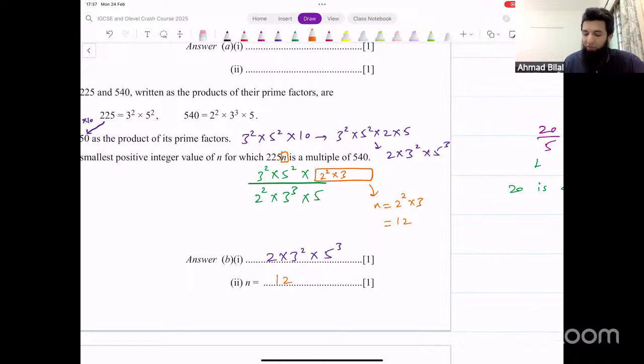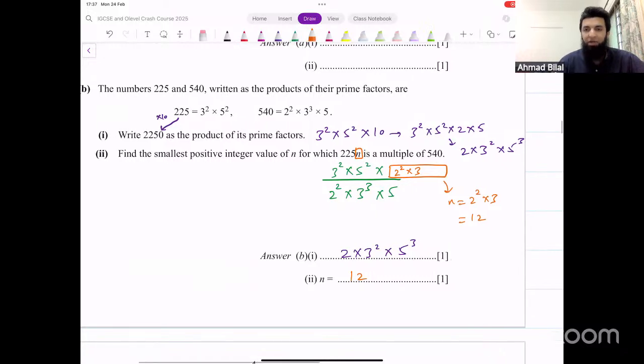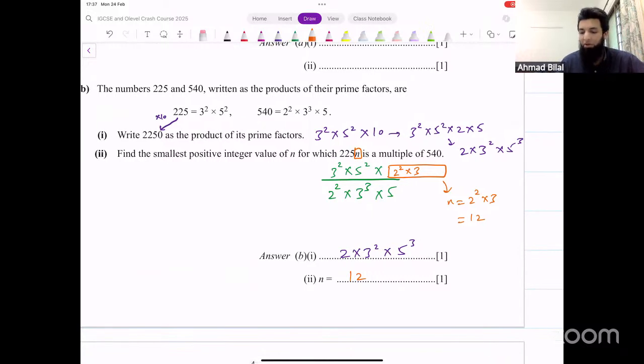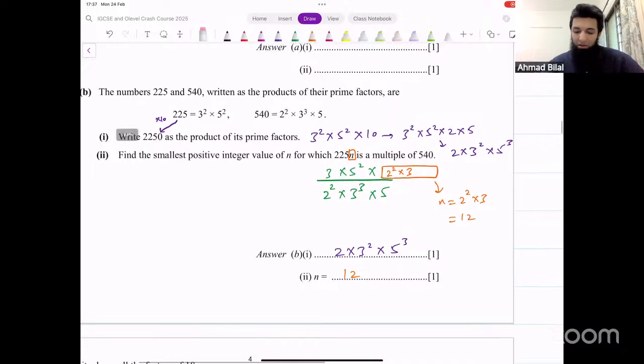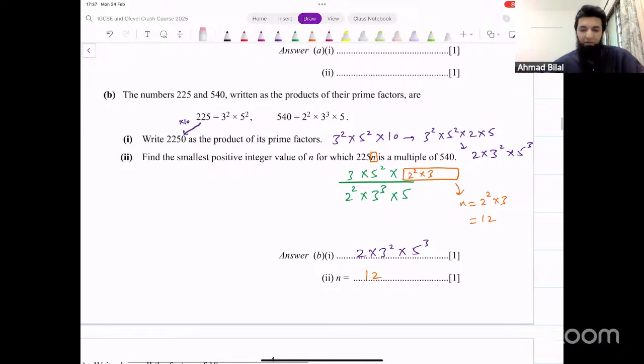So if we multiply 225 by 12, the number that we get is going to be a multiple of 540. Or you could find the LCM of these two numbers. Whatever that LCM is, you could divide that by 225, and that will also give the value of n. That's a bit harder to think of. You need to have your LCM concept very well understood for that. I would say for most people, this will be easier to think of.